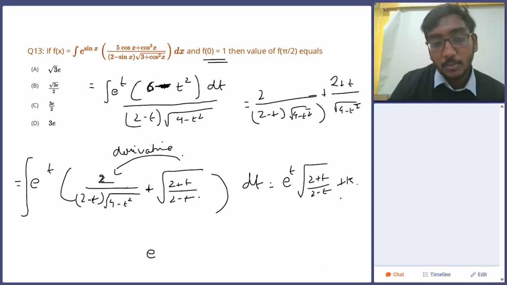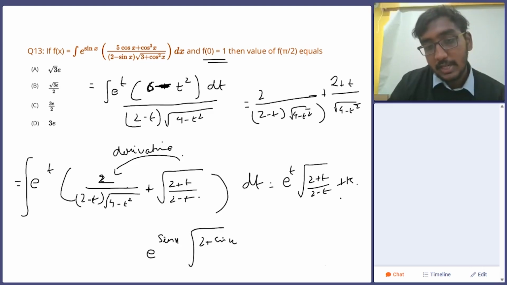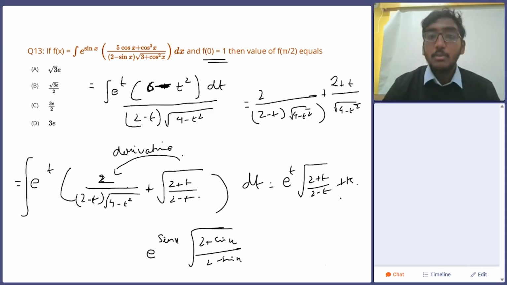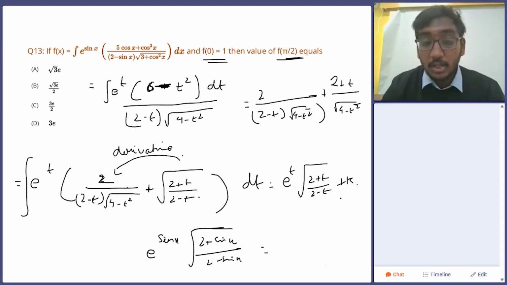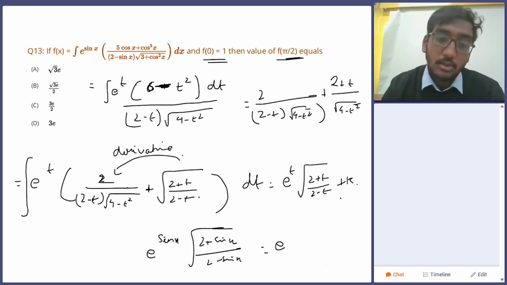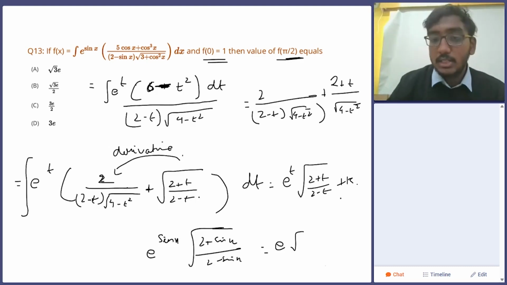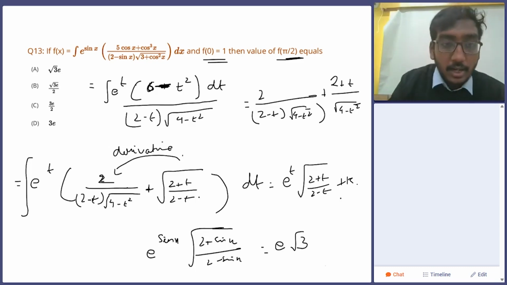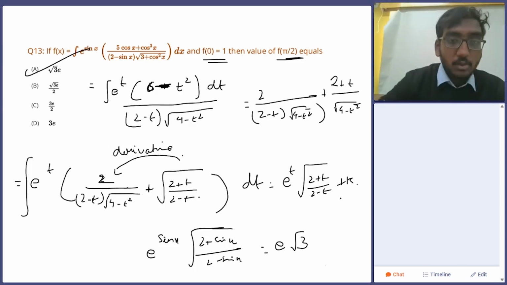E power sin x into root of 2 plus sin x by 2 minus sin x. Okay. And one more value they are asking, there is f of pi by 2 they are asking. It will be what? E power sin pi by 2 is 1. Okay. So e into root of 2 plus 1 by 2 minus 1, that is root of 3 by root of 1, that is root 3 into e, right? Root 3e, that is option A. Okay. That is the answer.